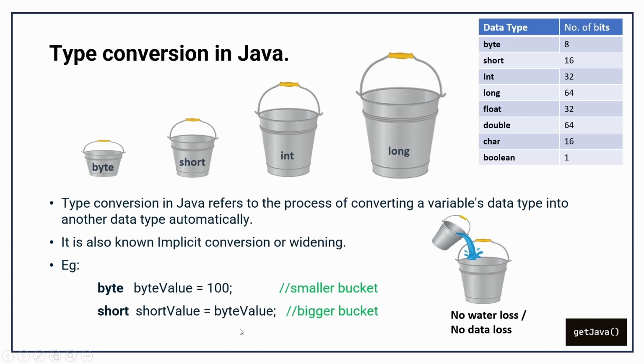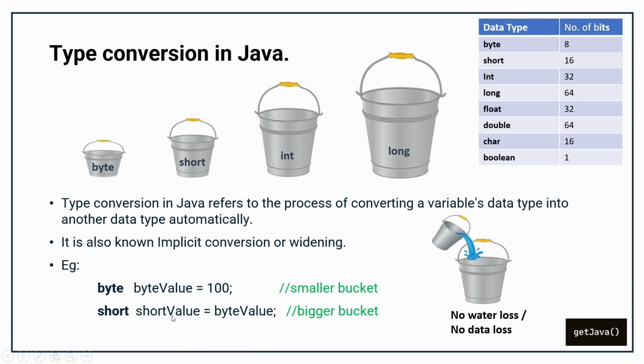Similarly, byte value is present in the right side of this equal to operator. So if I am assigning byte value here, byte value will be stored inside this short value variable. Here we are trying to store byte data type value inside a short data type variable. So what Java will do, Java will take this byte data type value, convert it into a short data type value and then it will store it inside this short value variable.